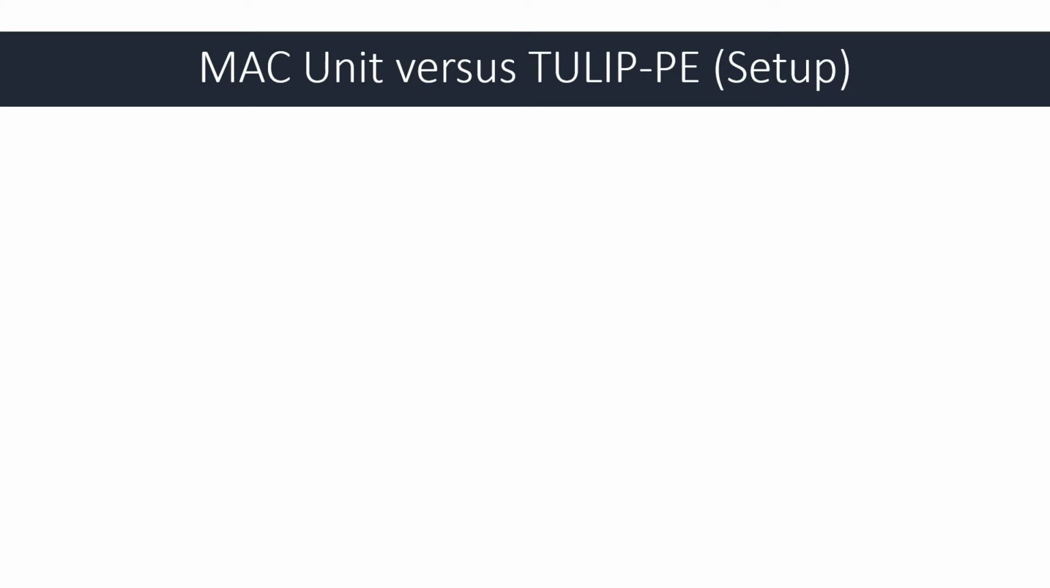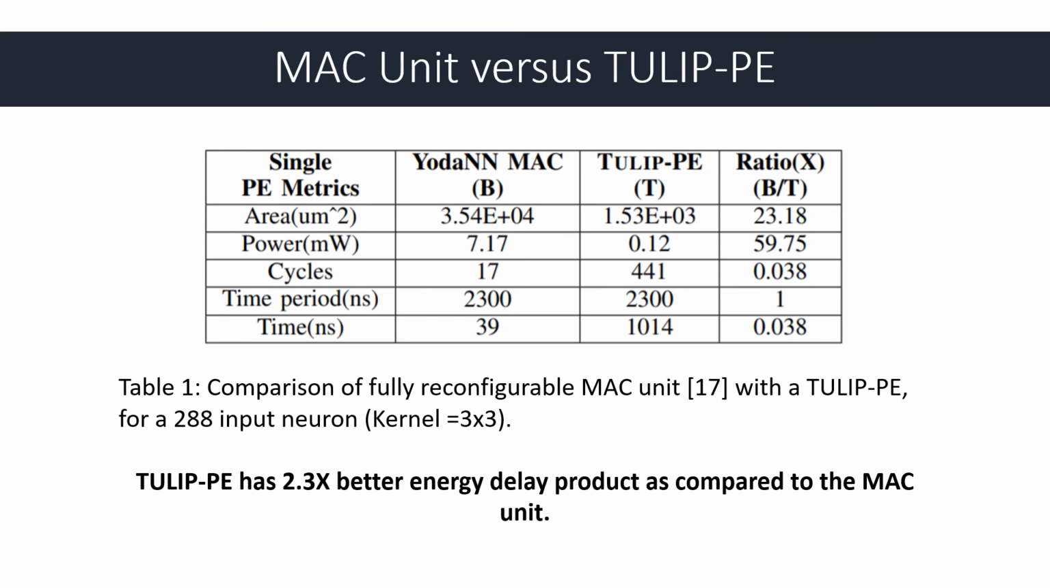Now, in order to evaluate this architecture, we chose another benchmark architecture by the name of Yoda. This architecture was chosen as it evaluates BNNs without using voltage scaling or approximate computing. We constructed both the Yoda-NN architecture and the TULIP architecture using TSMC 40 nanometer LP process. Both the architectures were evaluated by performing a 288 input neuron computation.